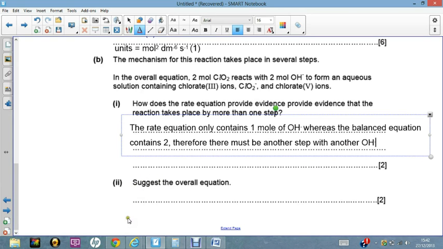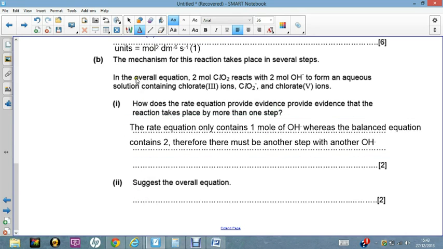B part 2, overall equation. I suppose this is a bit of a logic question. You've just got to look at your question. So we've got 2 ClO2, 2 lots of OH minus, and we get chlorate 3 ions, so we get ClO2 minus, and chlorate 5 ions, so that's this here.